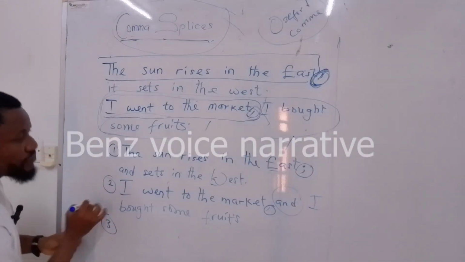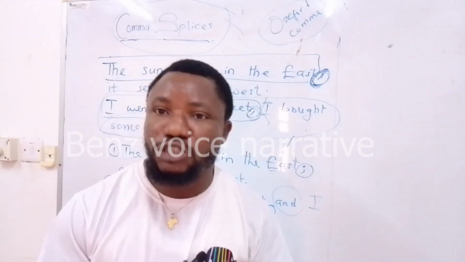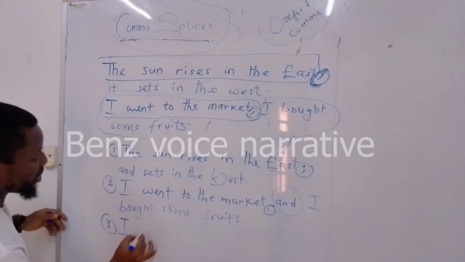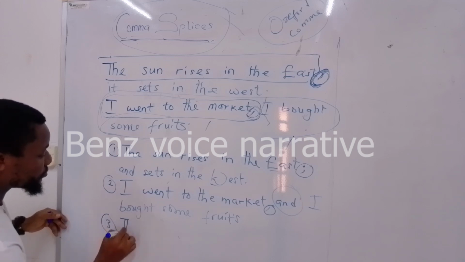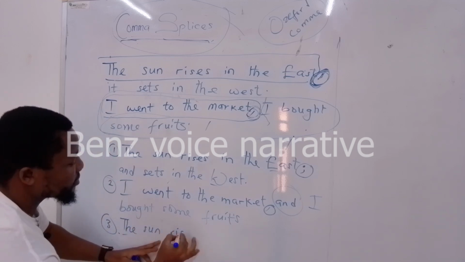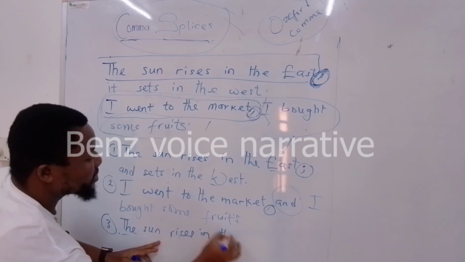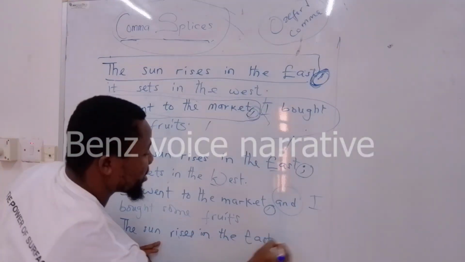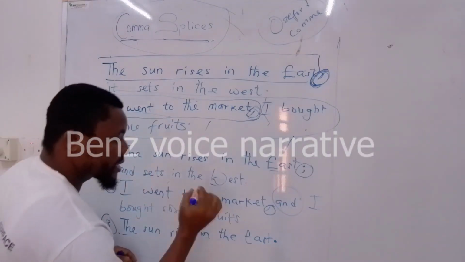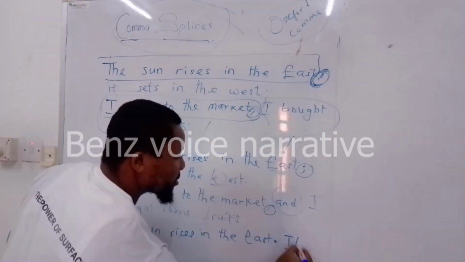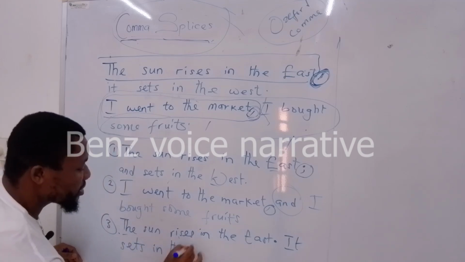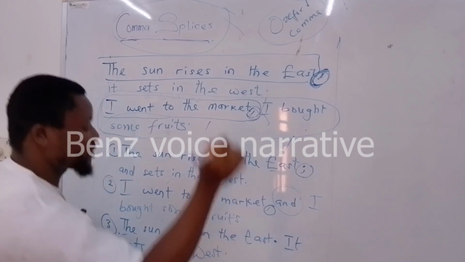Now, number three, the reintroduction of a period, a full stop between the two independent clauses. Let's use the first one here. The sun rises in the east, full stop. It sets in the west, full stop.